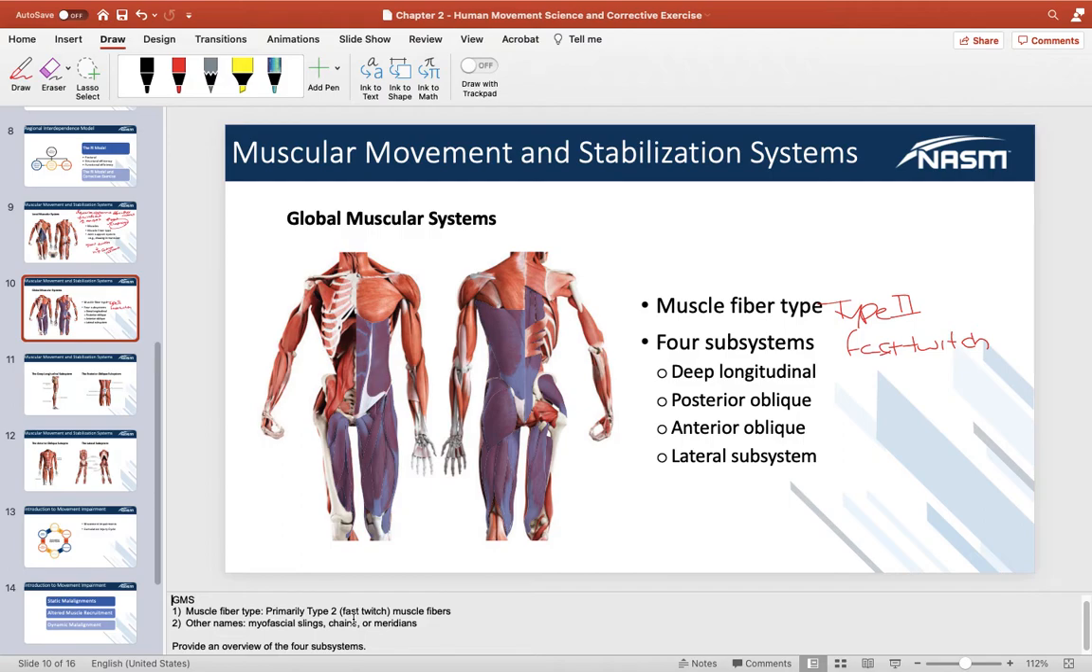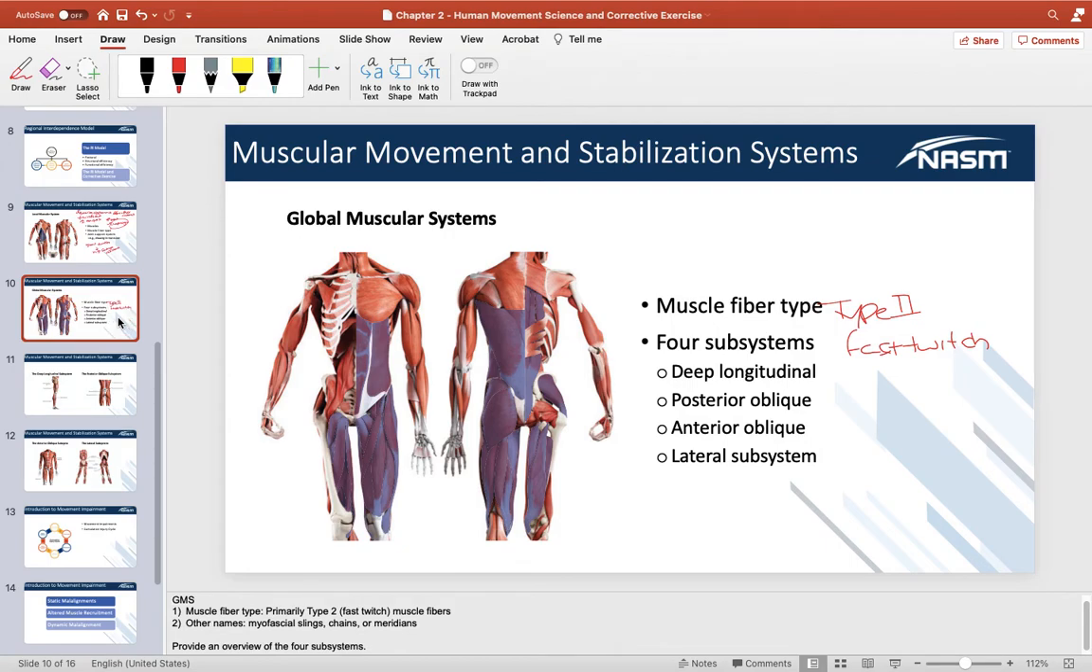So those 4 subsystems will ultimately be able to give us proper movement. It's more about the stabilization component of everything. All right. So what we're looking at here is proper chain functions. They're more about making sure that it's large muscles that are firing to create better movement, but also still to stabilize at the same time.